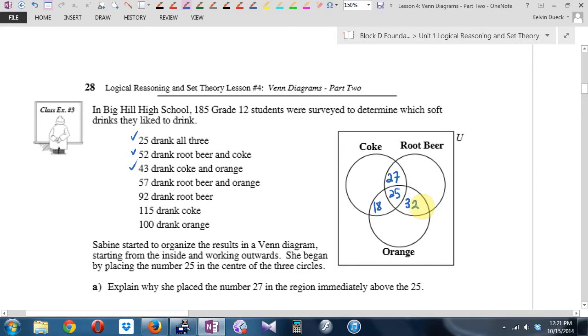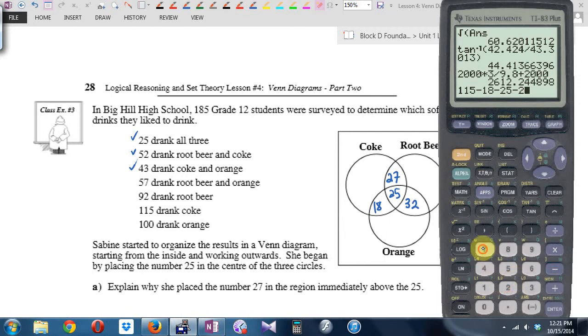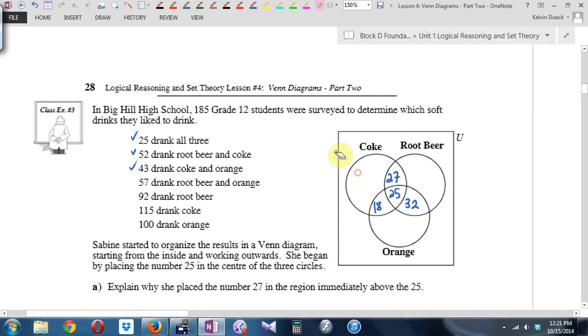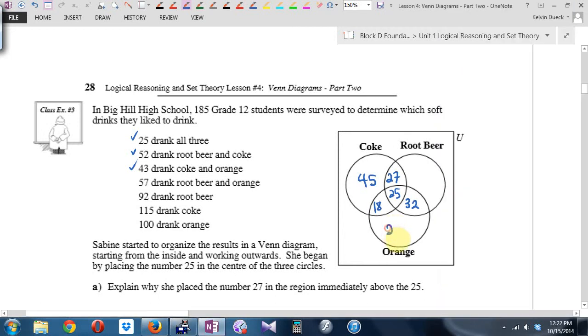115 drank Coke. Oh, does that mean I'm going to put 115 right there? No. How am I going to get there? 115 minus 18 minus 25 minus 27. 45. 100 drank orange. 100 minus 18 minus 25 minus 32. 25.